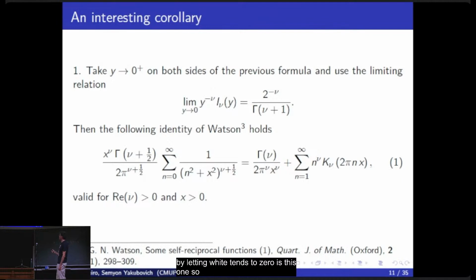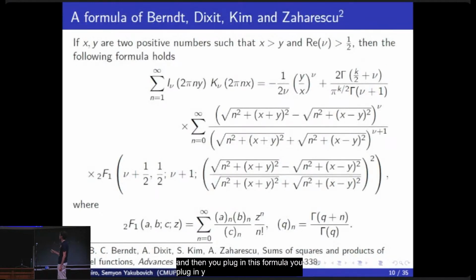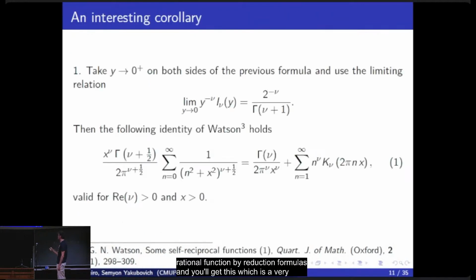So when you take y to 0, the modified Bessel function of the first kind will become elementary, like this guy, something that does not depend on y. And then you plug y equals 0 into this formula, the hypergeometric function will become a rational function by reduction formulas, and you'll get this, which is a very important formula due to Watson. Very important in analytic number theory, this formula. It appears in the theory of Epstein zeta functions. It appears in Ramanujan's lost notebook somehow. And this is a particular case that they emphasize is a particular case of that formula.